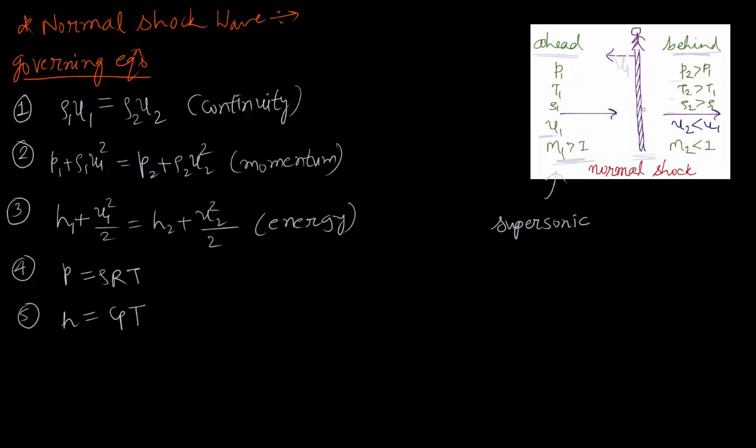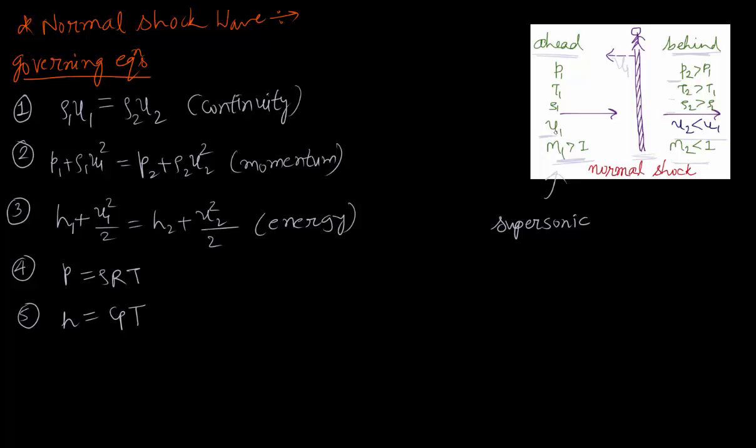As we have seen in our example number 1, behind the shock wave pressure increases. So P2 is greater than P1, T2 is greater than T1, and ρ2 is greater than ρ1. But in the last example, example number 2, we saw that the flow behind the shock wave is subsonic. So its speed U2 is less than U1.